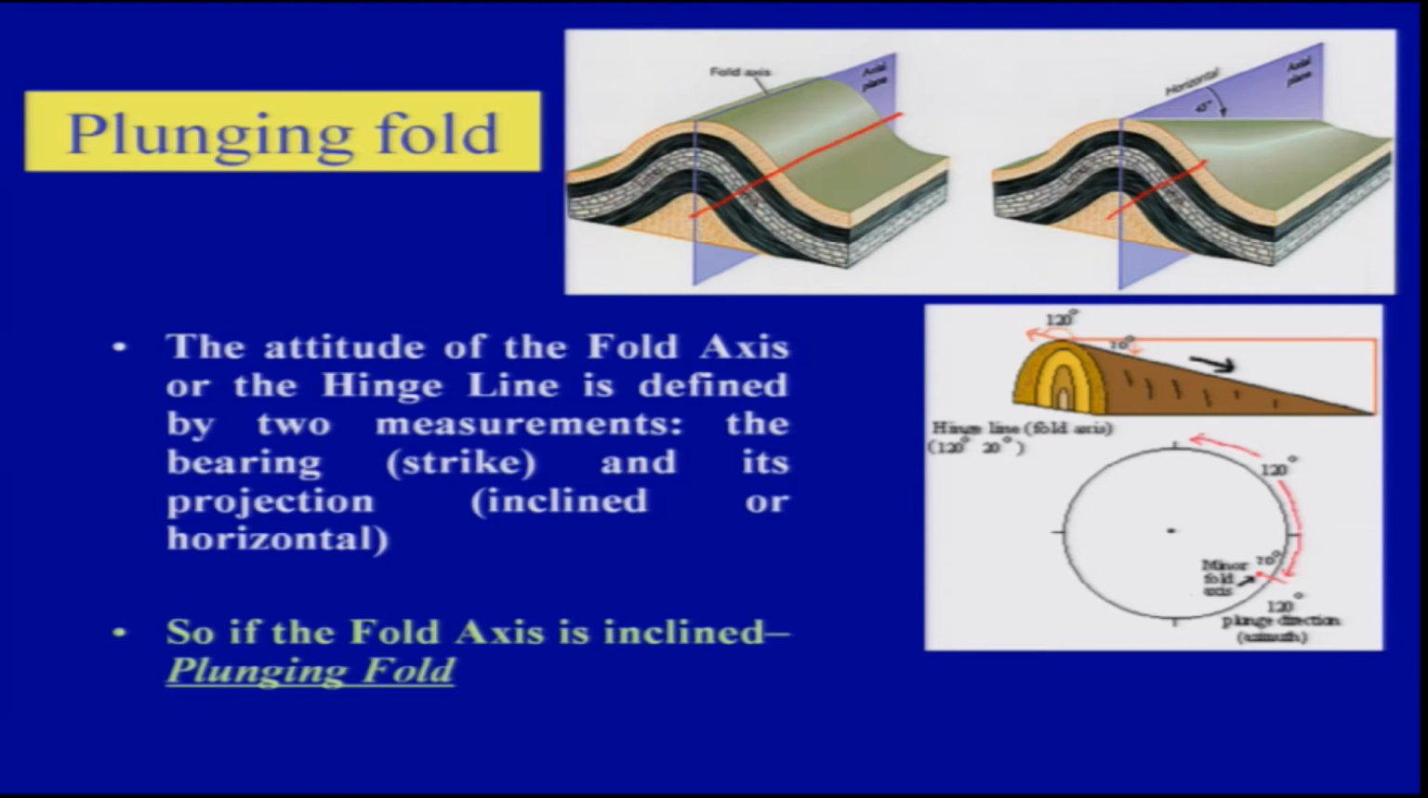So here what we are adding is more attitude. Earlier we just had the strike of the axial plane or the fold axis, but now we also have the inclination. So this has been added here, and if you have this inclination with respect to the horizontal, then you term that a plunging fold.